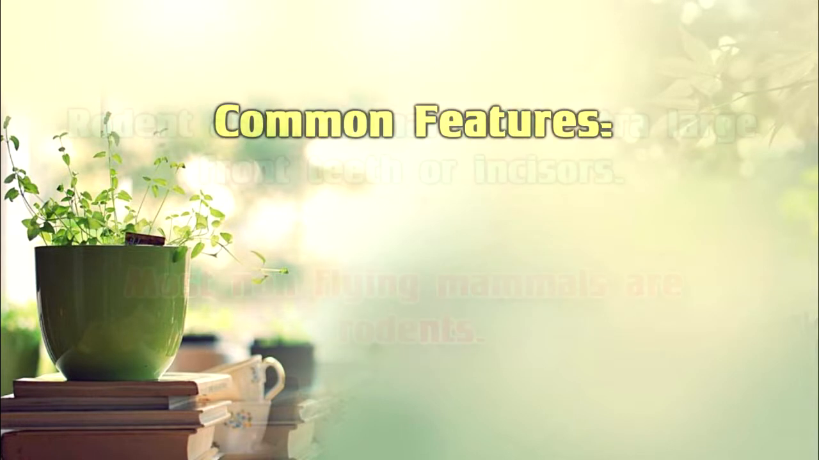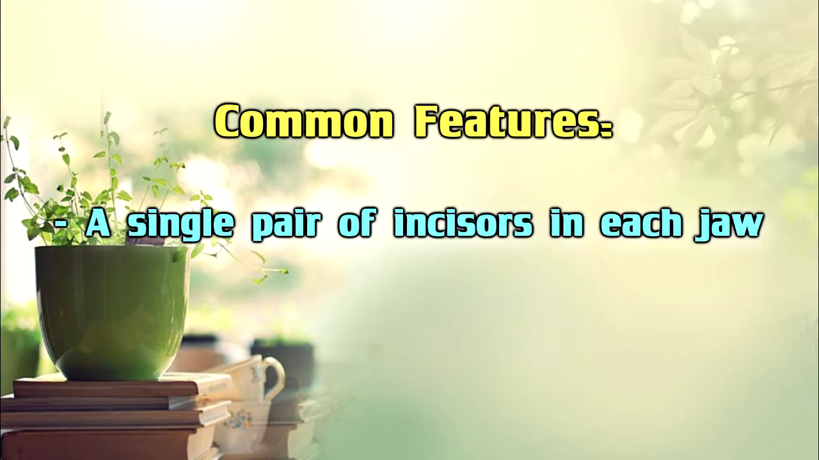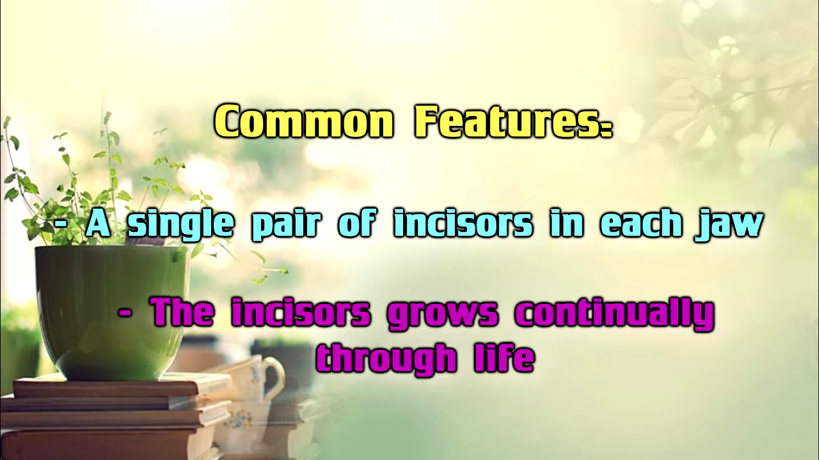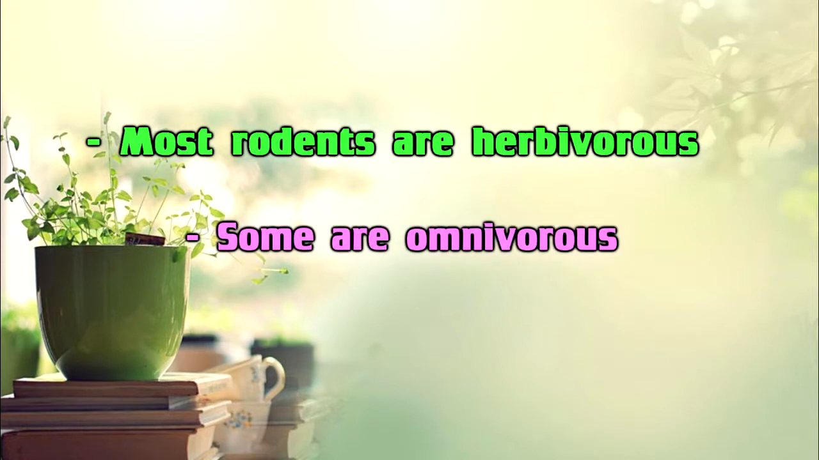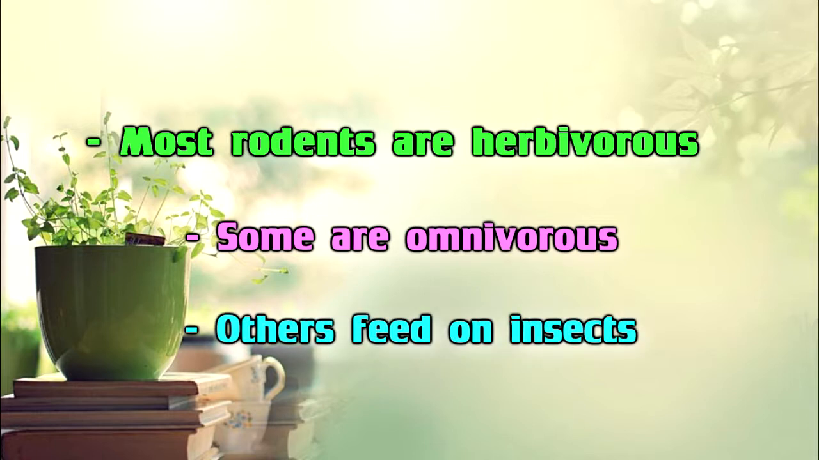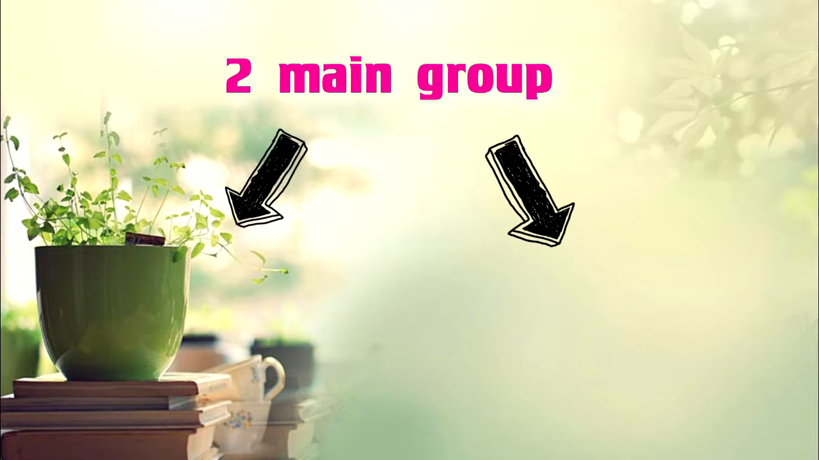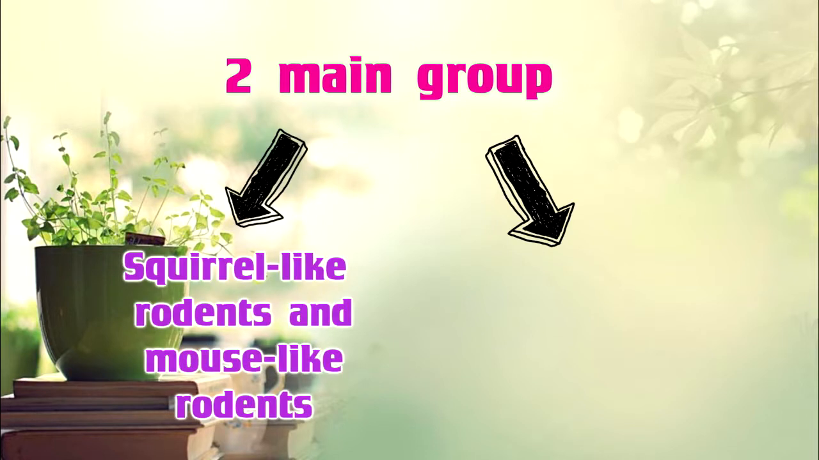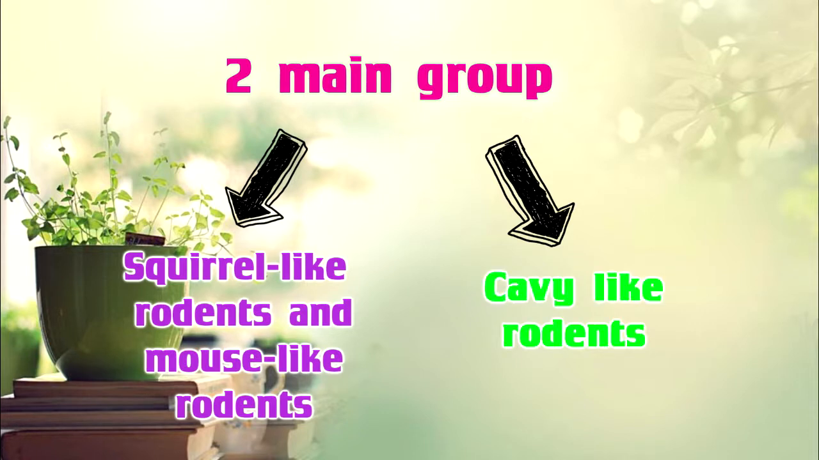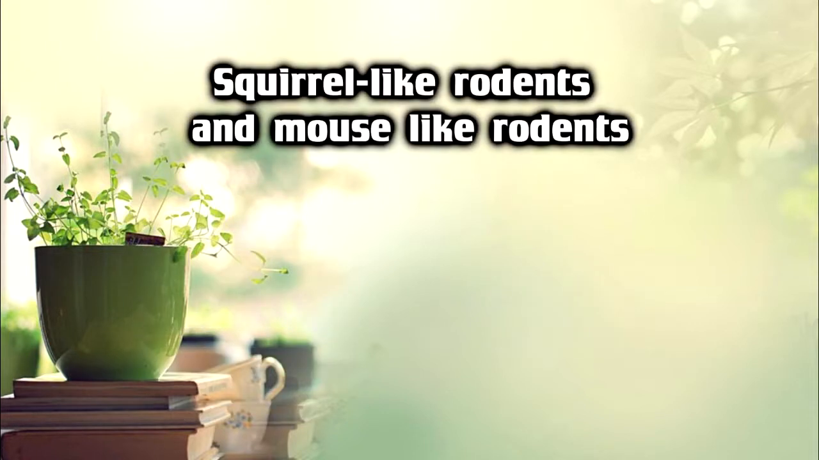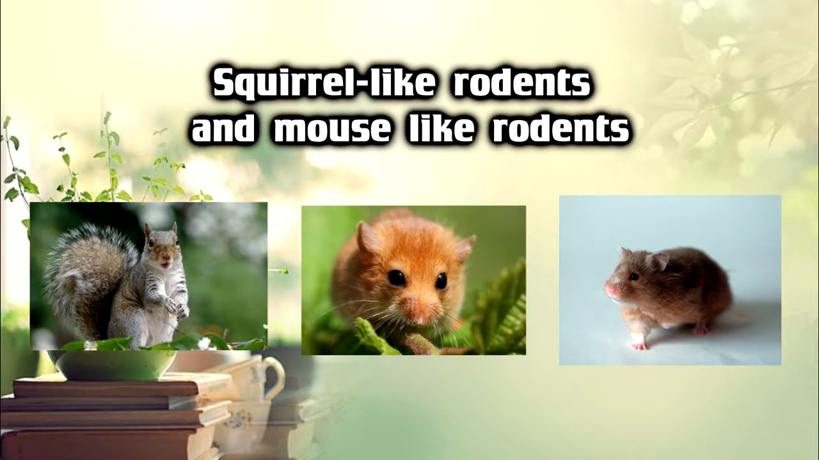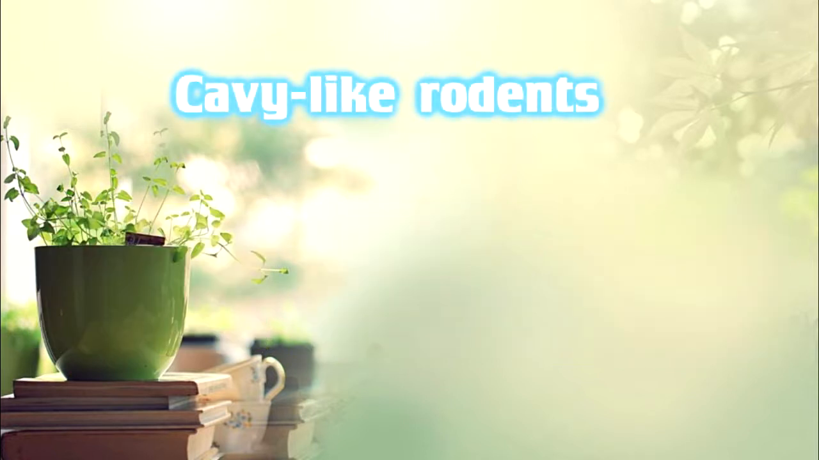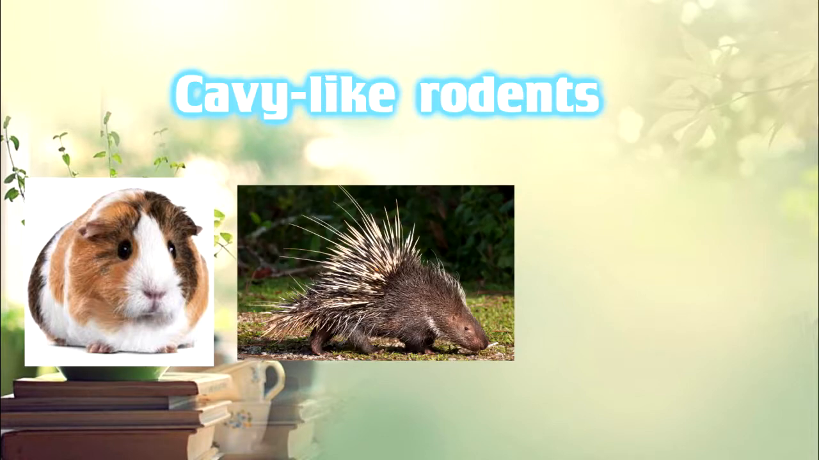All rodents share common features: they have a single pair of incisors in each jaw and the incisors grow continually through life. Most rodents are herbivorous, but some are omnivorous and others prey on insects. There are three main groups of rodents: squirrel-like rodents, mouse-like rodents, and cavy-like rodents. Squirrel-like and mouse-like rodents include the gray squirrel, dormouse, and golden hamster. Cavy-like rodents include the guinea pig, porcupine, and capybara.